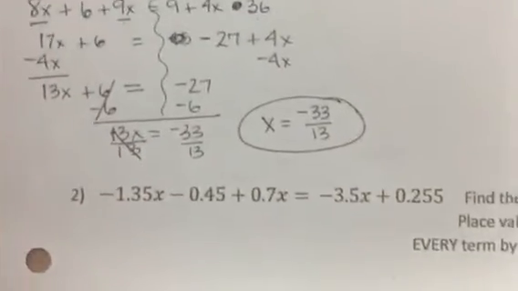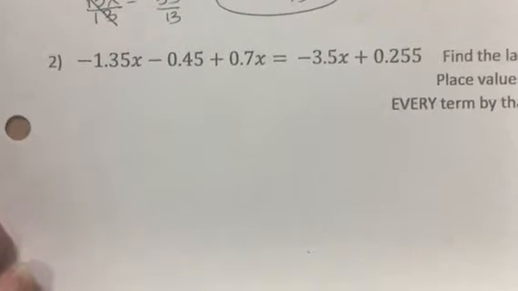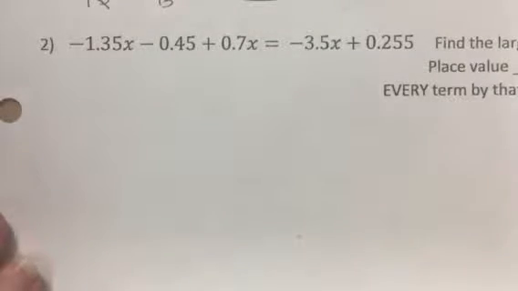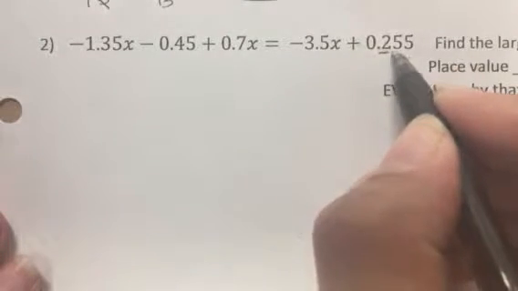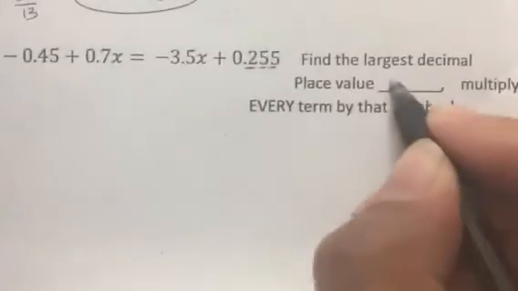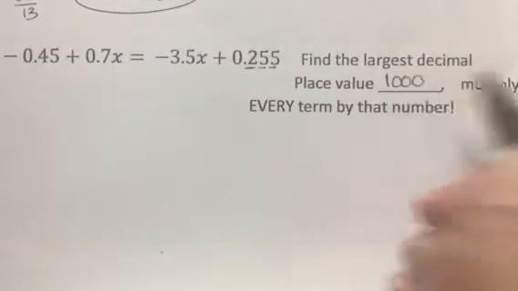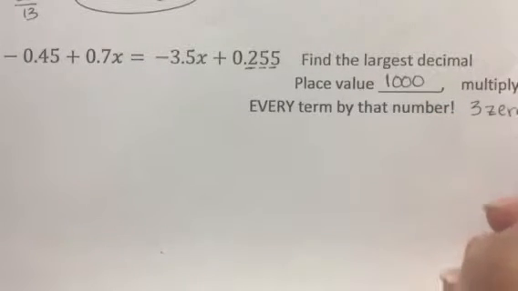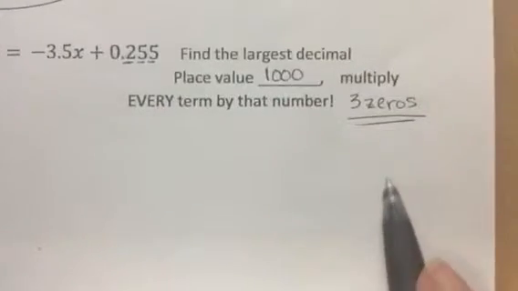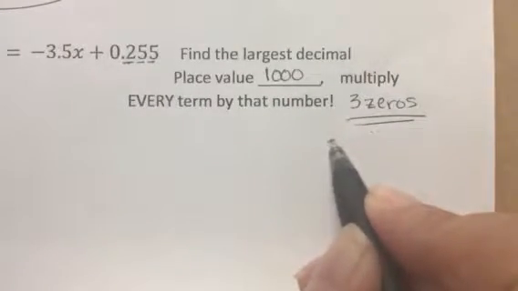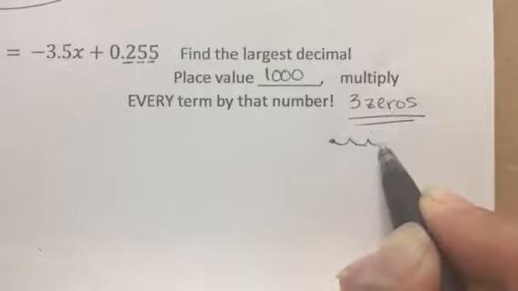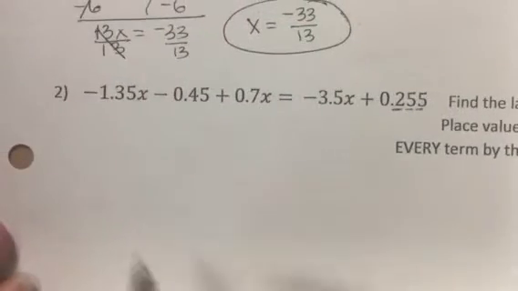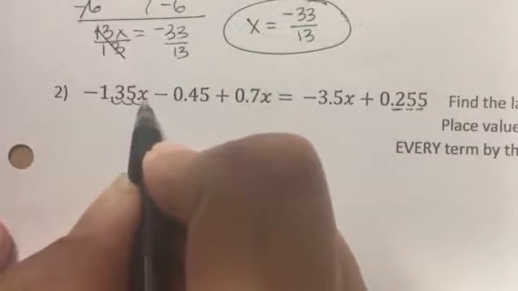Okay. Now let's do one where we're going to eliminate the decimals. Same concept, except that you want to find the largest decimal place value. Tenths, hundredths, thousandths. So the largest decimal place value is 1,000. Notice this has 3 zeros. So because this has 3 zeros, that tells me that I can move my decimals 1, 2, 3 places to the right. So that's what I'm going to do to every single term. Every single term. 1, 2, 3 places.